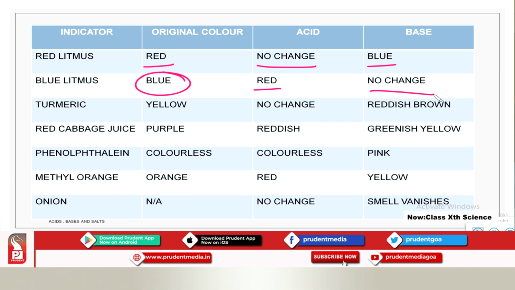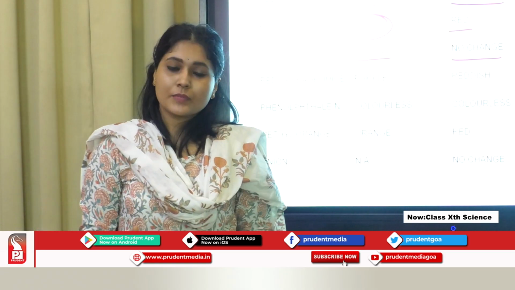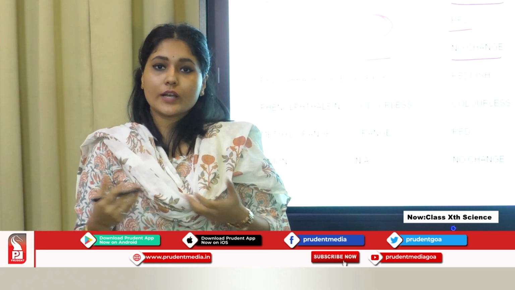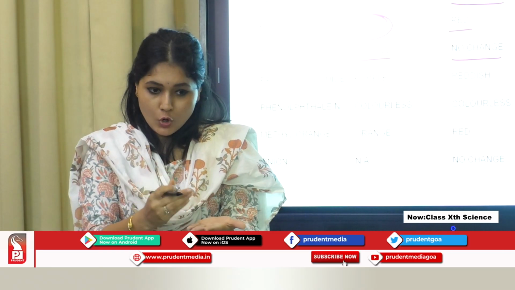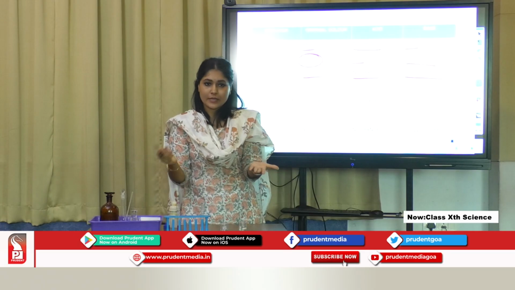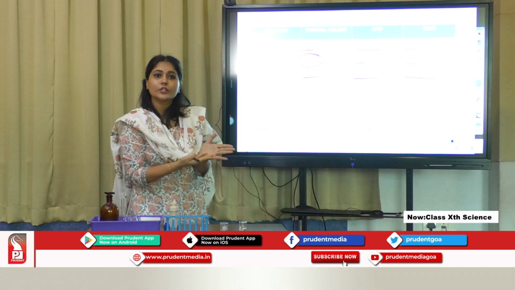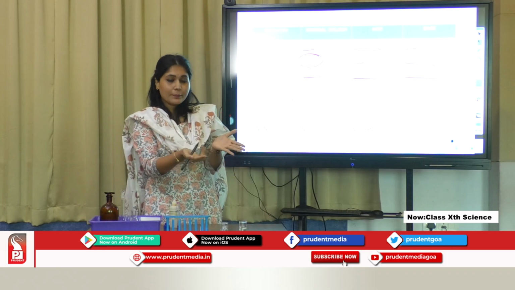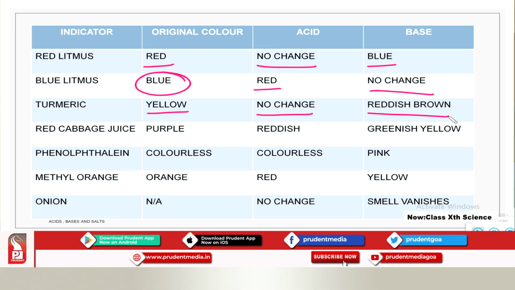Now turmeric, original color is yellow. In acidic solution, turmeric is not going to show any change, but in basic solution it's going to turn into reddish brown. So sometimes what happens, suppose you are wearing white and you eat colored food, and if it falls on your dress, there will be a stain which will remain. Now if you go to wash that stain, it is not going to go easily, but on application of detergent, immediately that yellow patch is going to change into reddish brown in color. That means in the presence of base, turmeric changes into reddish brown.